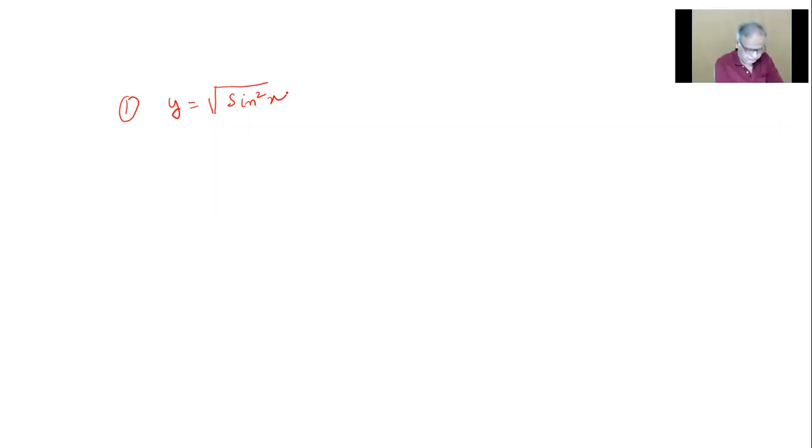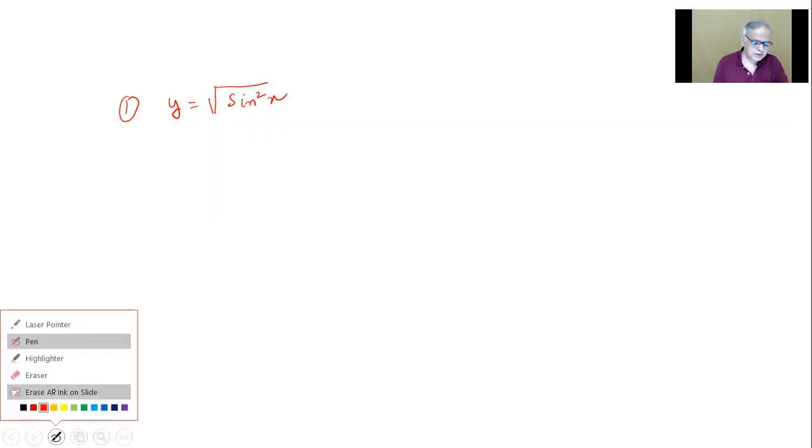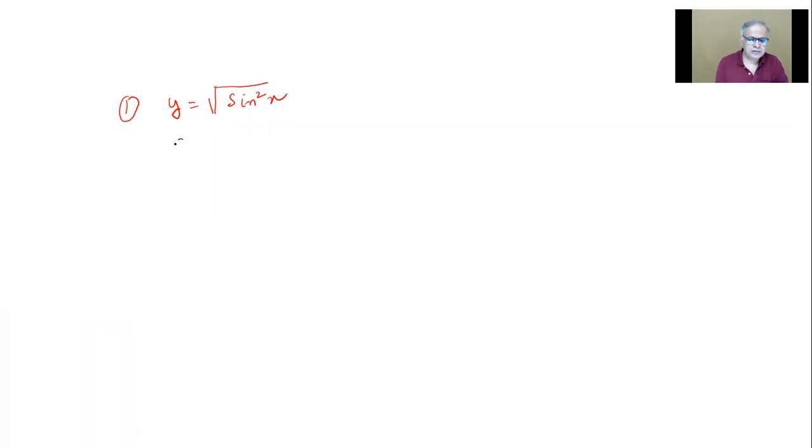So what should we do? You can write it as sin x. dy by dx equals? Minus sin x. See, this is a composite function.